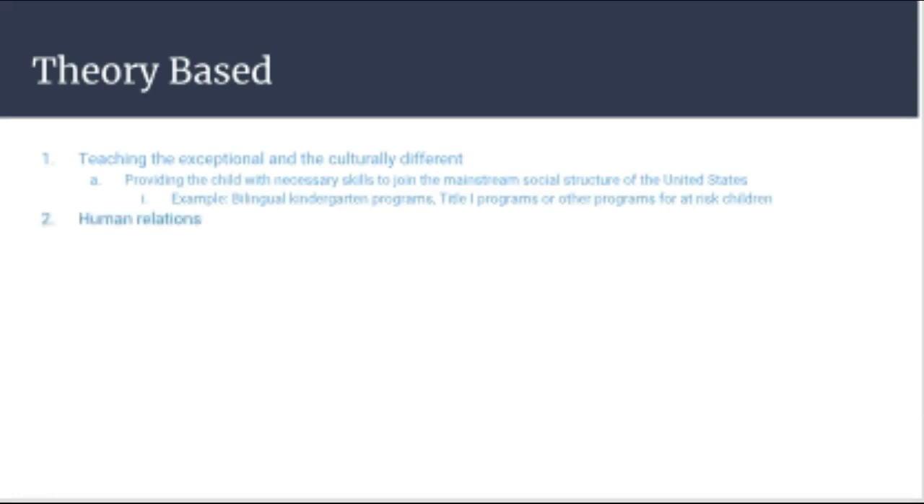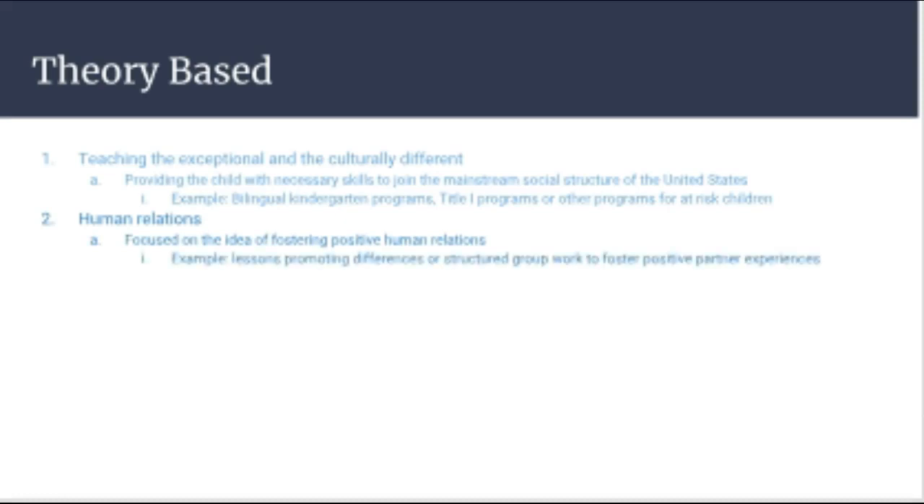An example of this approach would be bilingual kindergarten programs, Title I programs, or other programs for at-risk children. The second level of the theory-based ideas is the human relations model, and it's focused on the idea of fostering positive human relations. An example of this would be lessons promoting differences or structured group work to foster positive partner experiences.